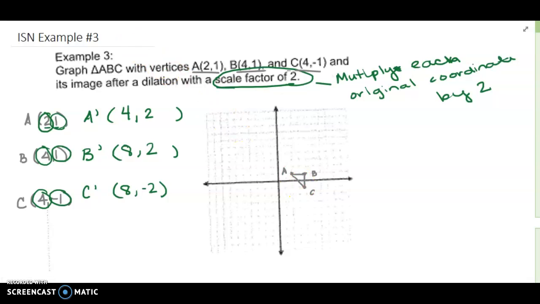So go ahead and plot those points now. All right, now when you plot it, this is what it looks like. So what that means is triangle ABC compared to triangle A prime, B prime, C prime. Triangle A prime, B prime, C prime is 2 times the dimensions of ABC. And also something that's kind of cool is if you were to connect the origin with A prime, it would pass through A. If you connected the origin with B prime, it would pass through B. And if you connected it with C prime, it would pass through C. It's kind of a cool thing.